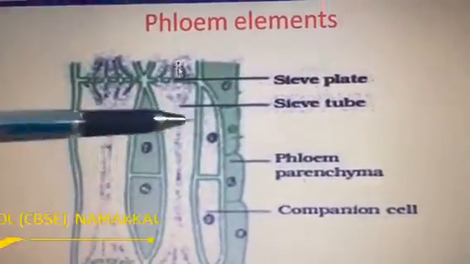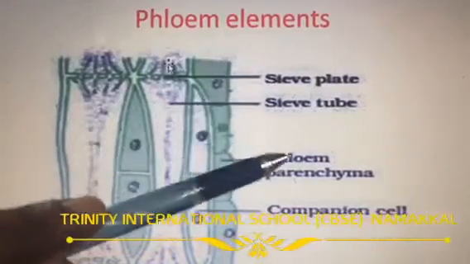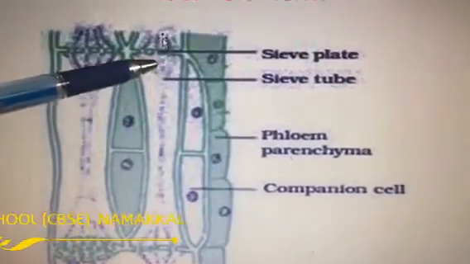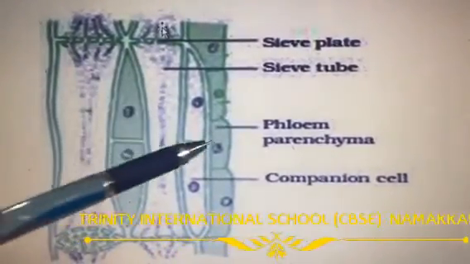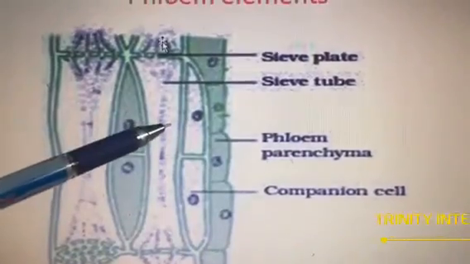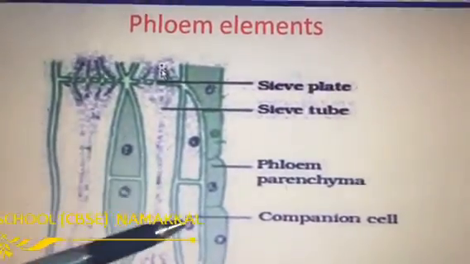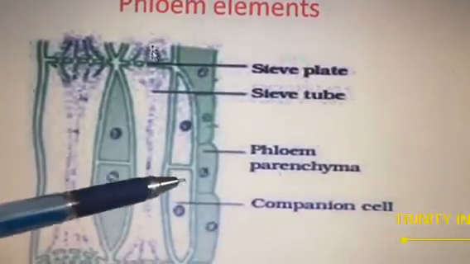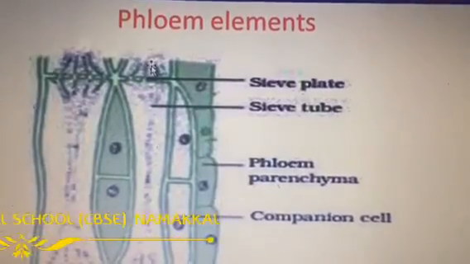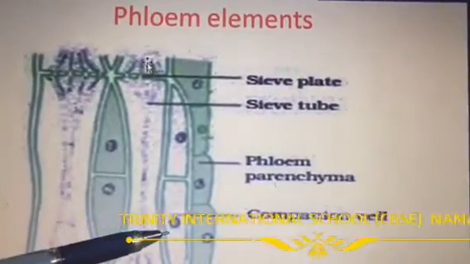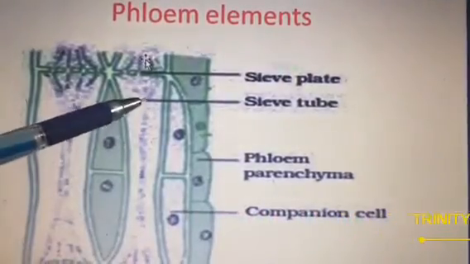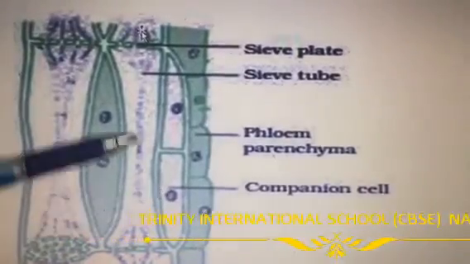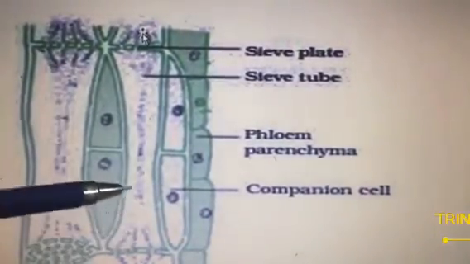This is a diagram, the phloem elements diagram. The sieve plates are there, sieve tube, phloem parenchyma, companion cell. So through this way, the sieve tube works with the help of the companion cell. What is the role of the remaining cells? Phloem fibers are support for the conduction of the food. But these two, the sieve tube and companion cells, take the main role in conducting food.